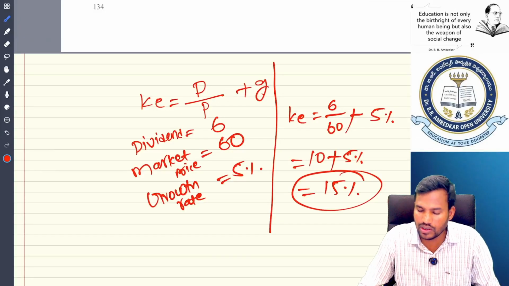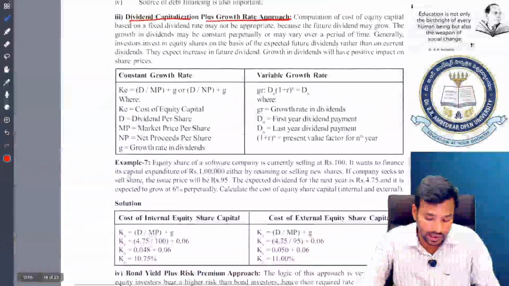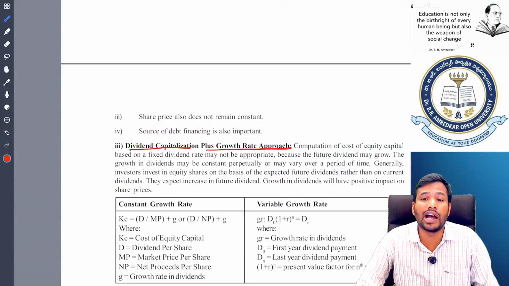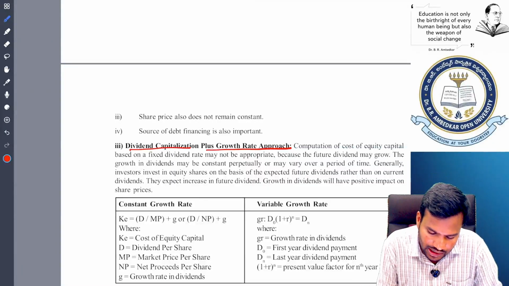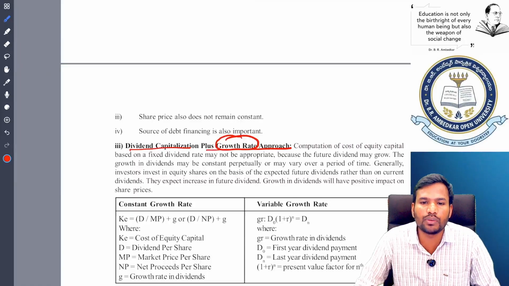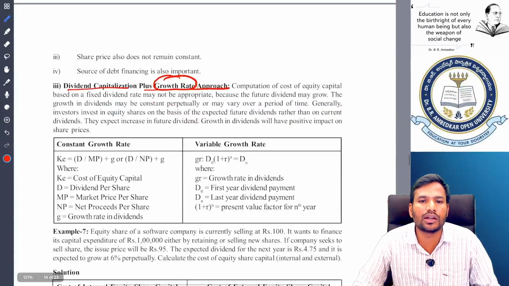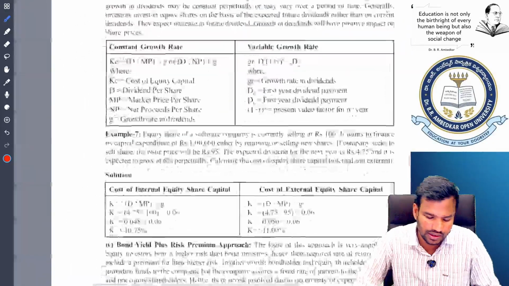Means not only dividend yield, not only dividend capitalization, but on the basis of how much future returns will come. Growth rate approach means how much growth will be there in the future, we are also considering. Presently paying 10%, but in the future also 5% will come. Then 10 plus 5% is equal to 15% cost of the equity.